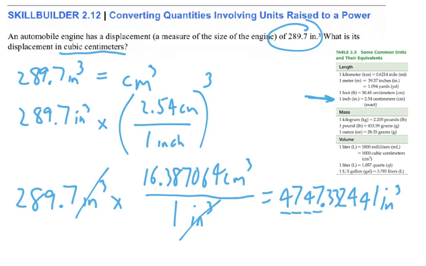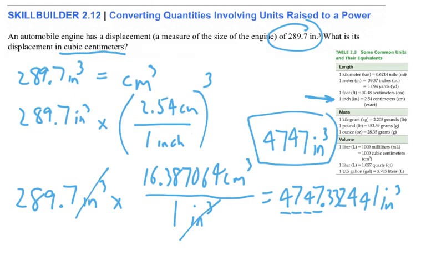Now, the original question has 4 significant figures, so I'm going to round to show 4. When we round that to 4, it's simply 4,747. And then, of course, don't forget your unit, cubic centimeters. That would be the answer to this particular problem. Let's take a look at one more.